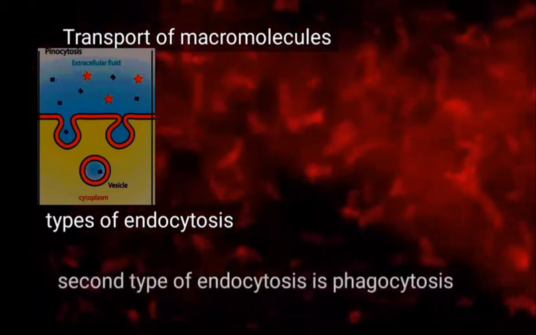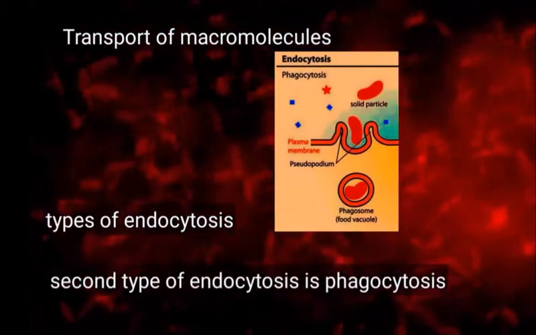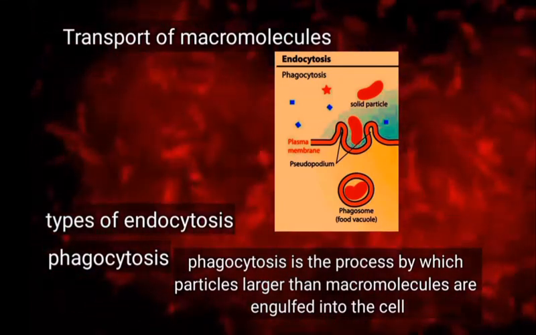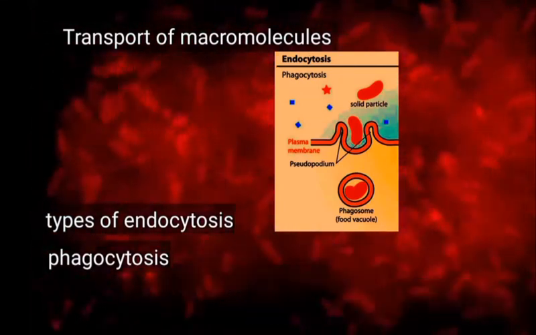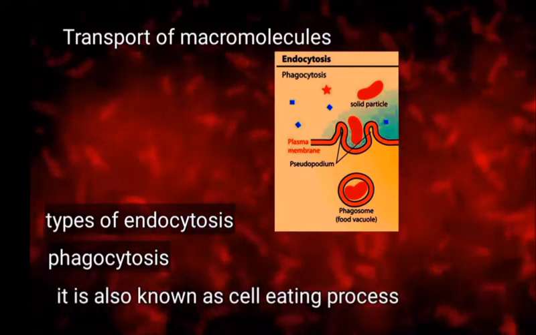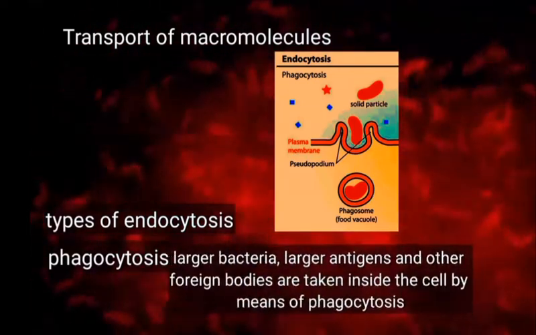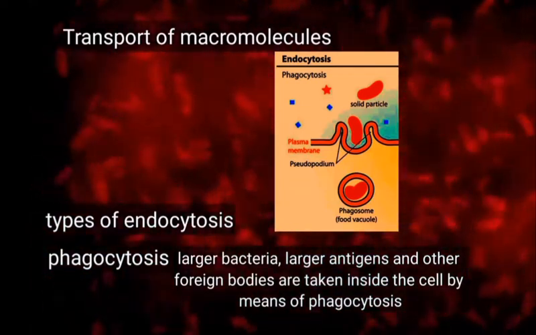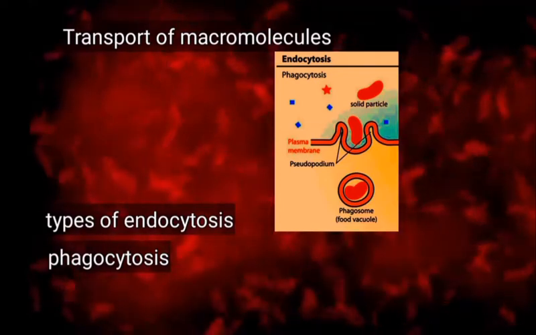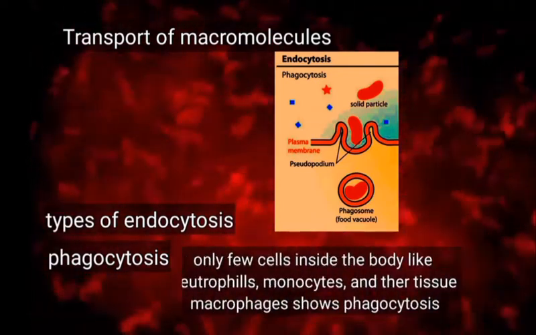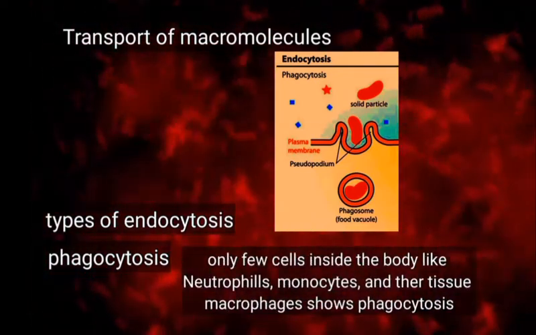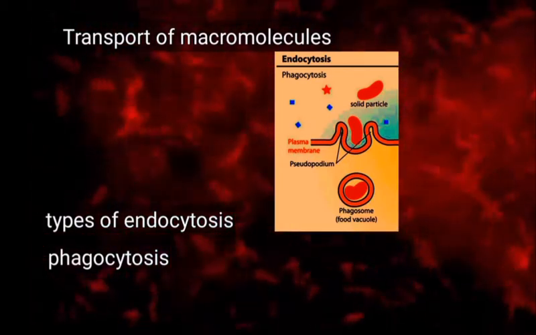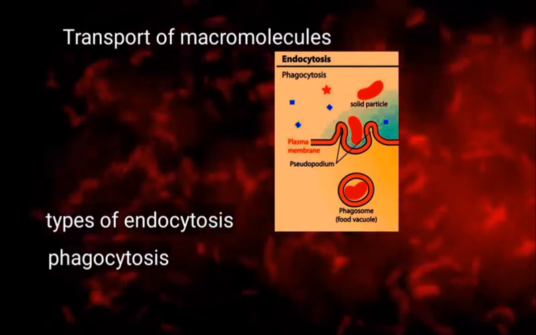The second type of endocytosis is phagocytosis. Phagocytosis is the process by which particles which are larger than macromolecules are engulfed into the cell. That's why it is also known as the cell-eating process. Larger bacteria, larger antigens and other foreign bodies are taken inside the cell by means of phagocytosis. And only a few cells inside the body, like neutrophils, monocytes and tissue macrophages, show phagocytosis. Now let us shortly discuss the mechanism of phagocytosis.